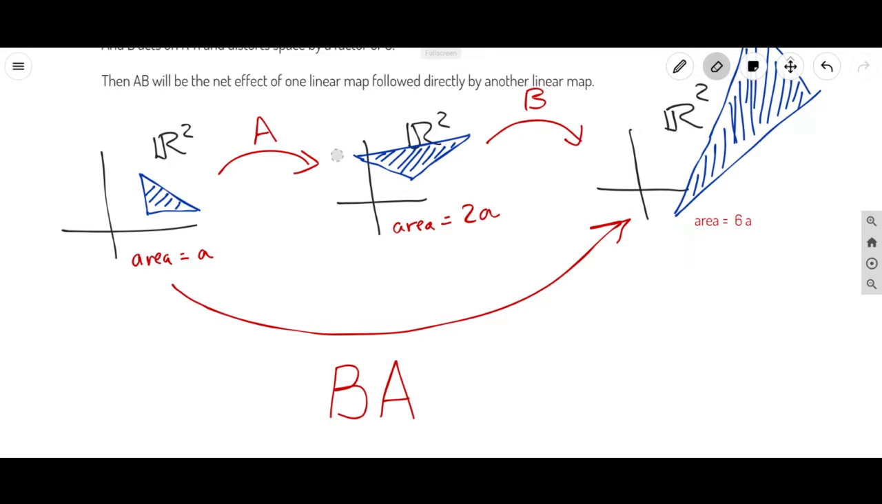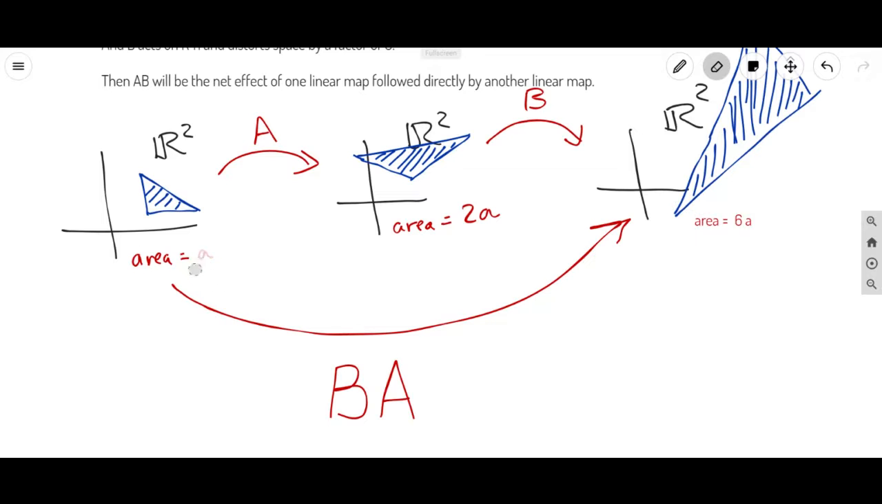So you apply A. It's the same thing as the way you write functions. The function that goes first is, so you apply A, and then you apply B. So this is going to be the effect. So if you do matrix multiplication, this is going to correspond to the linear map that is taking this image and it's sending it to that image.